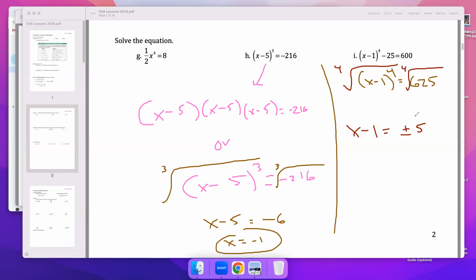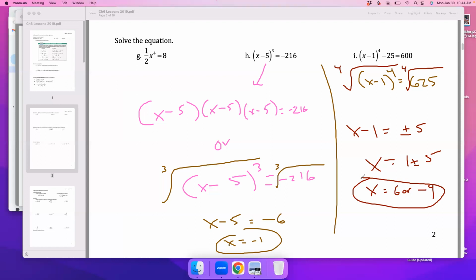Okay. So what does x equal? X equals 6 or negative 4. Is that right? 6 or negative 4. Yeah. 1 minus 5 or 1 plus 5. Let me erase the board so I still have it. Okay, cool.